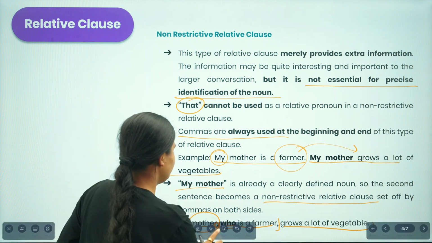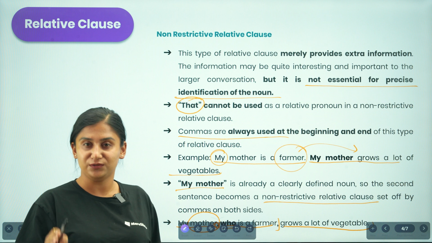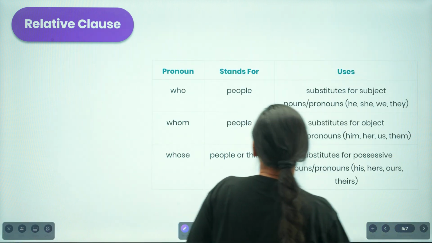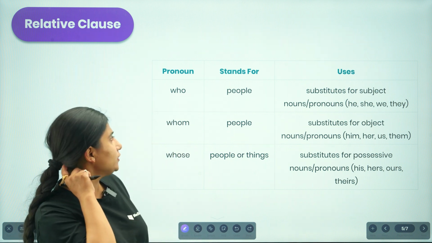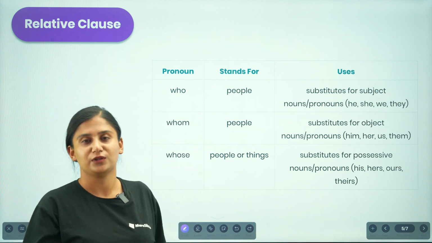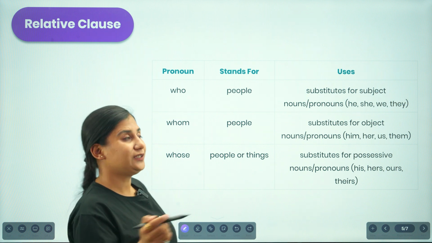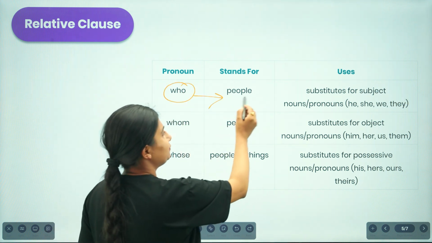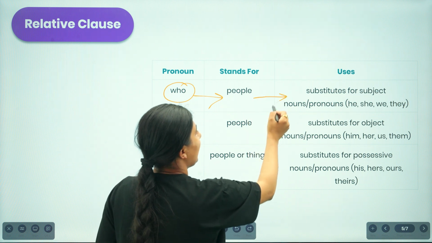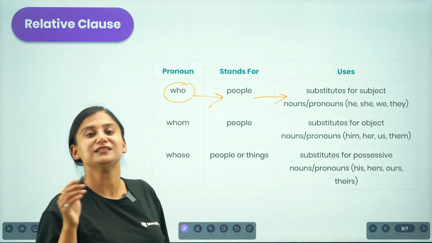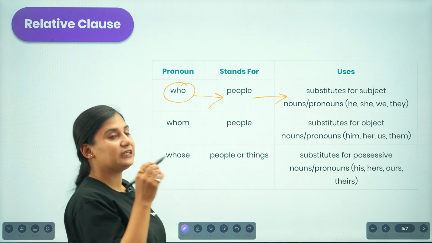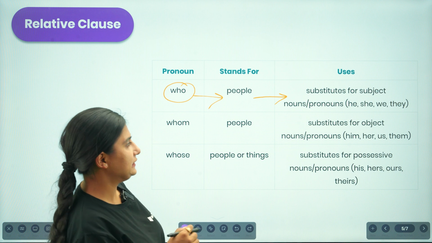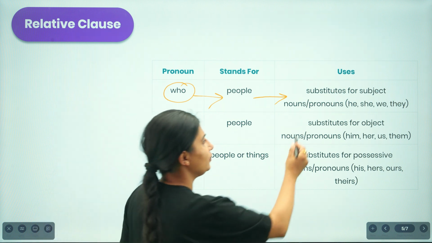So we are supposed to use the relative clauses and the relative pronoun, but we differentiate it with the commas. Now let us talk about what those relative pronouns exactly stand for. We use the relative pronoun "who" to talk about people, specifically when the noun or pronoun is the subject. We use "who" if we are talking about a noun or pronoun that is a subject, that is he, she, we, or they in the case of pronouns.